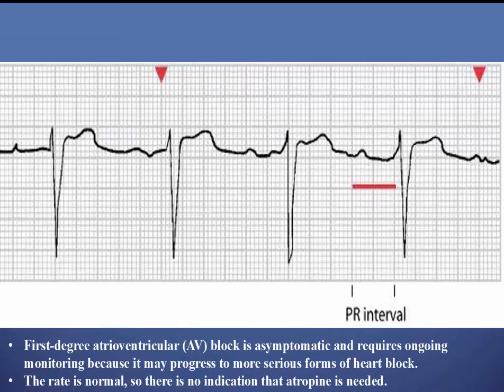First degree atrioventricular block is asymptomatic and requires ongoing monitoring because it may progress to more serious forms of heart block. The rate is normal, so there's no indication that atropine is needed.